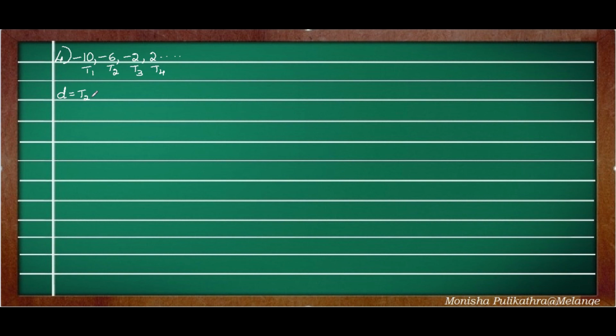D is equal to T2 minus T1. Here T2, the second term, is minus 6. Already in the formula there is a minus, so you put the minus here. Again in T1 there is a minus once again, so you need to write a bracket and write minus 10. So here minus 6 minus into minus plus 10. So it will become plus 4. So this is the common difference. 4 is the common difference.